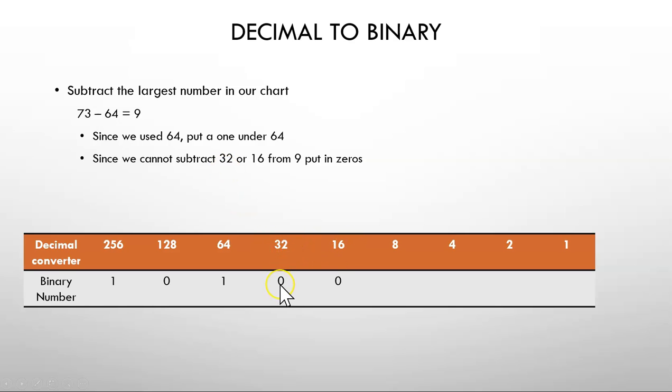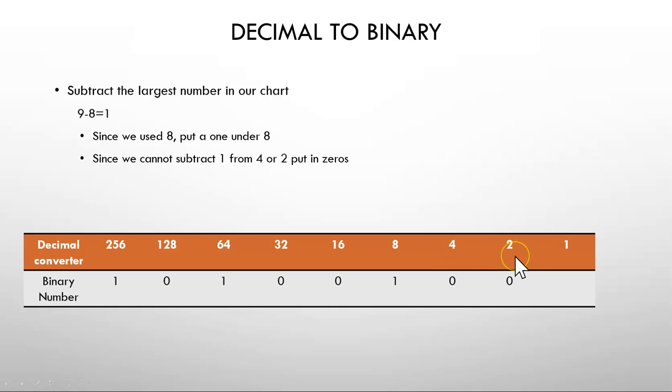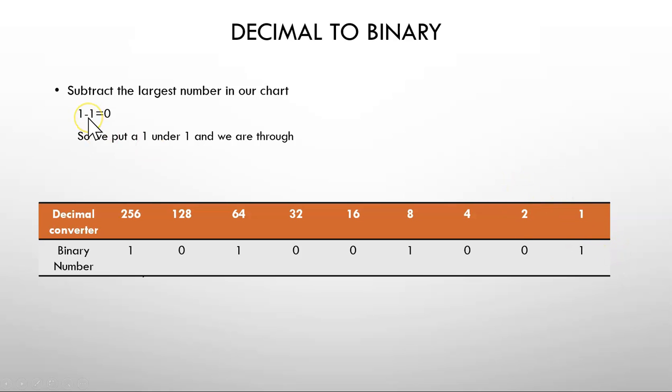32 and 16 are of course too large, so we put zeros under them, and then we're left with 8, and we know we can subtract 8 from 9, so we put a 1 under the 8, subtract it, we end up with 1, and then we can't subtract a 4, we can't subtract a 2, so we put zeros under those, and we get down to the last one, which is 1. Of course we can subtract 1 from 1, which is 0, so we put a 1 under the 1 and we're finished. So our number 329 in decimal is 101001001 in binary. Simple, right?